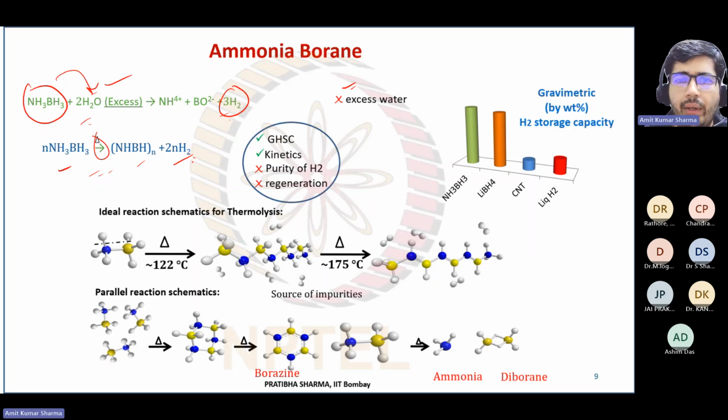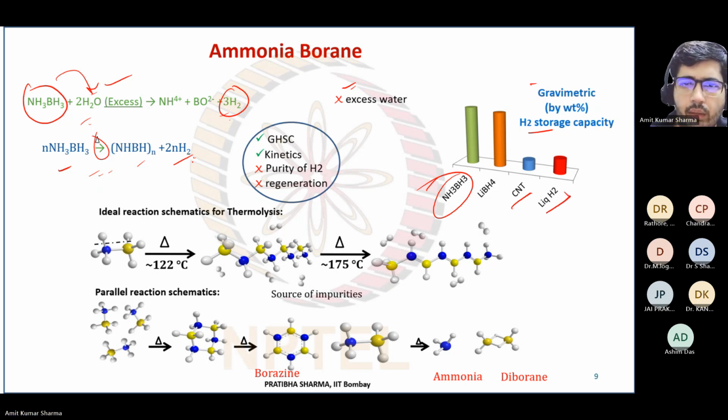If you compare the gravimetric capacity of these different materials, you can see the capacity is very high as compared to nanotubes and liquid hydrogen, by 8%.